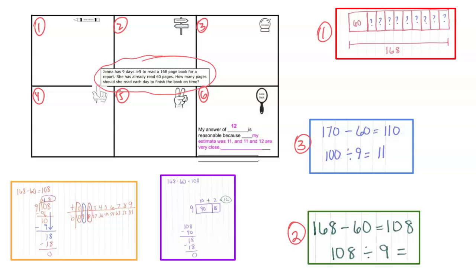Then for boxes 4 and 5, those will be two different ways to solve the problem. And so this could go in box 4, this could go in box 5. Obviously, those could be interchangeable, as the one that I've labeled number 4 is the standard algorithm, and number 5 is partial quotients or using the area model.